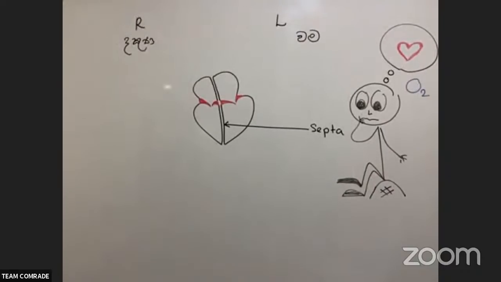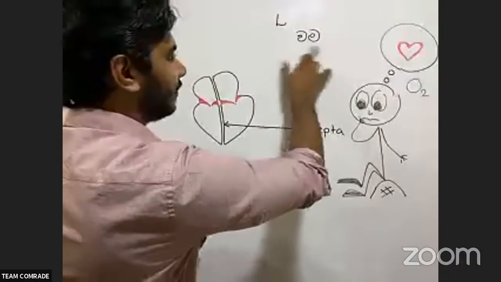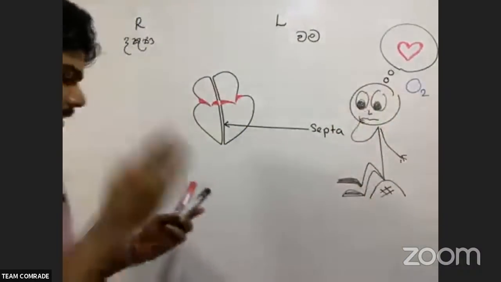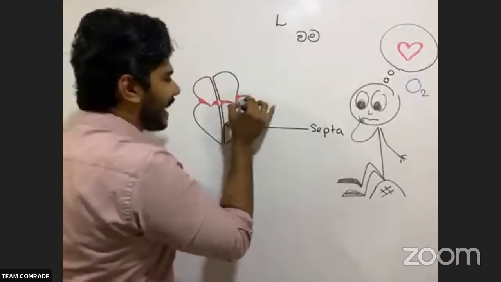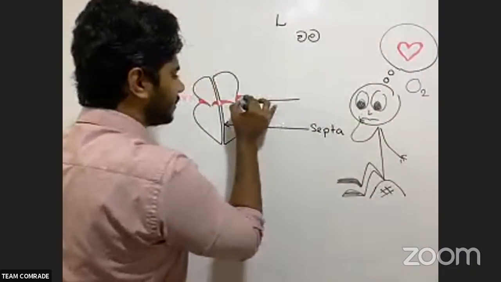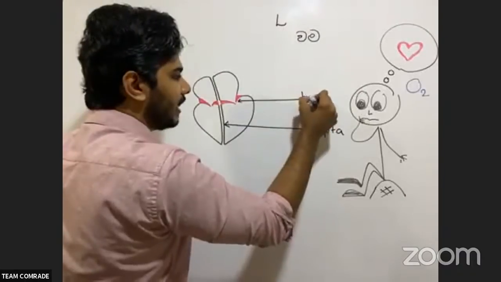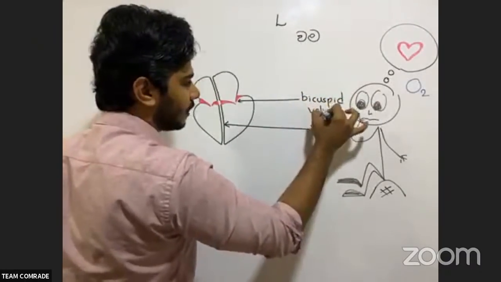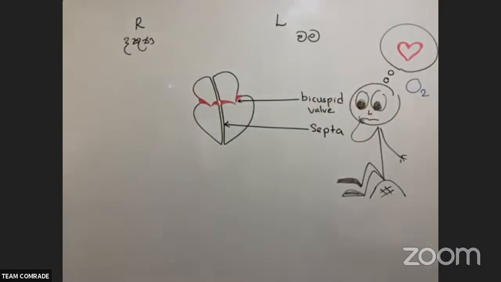Dakuna. So here, how many letters do I have? Vama has 2 letters. So I call this valve the bicuspid valve. Bicuspid valve.